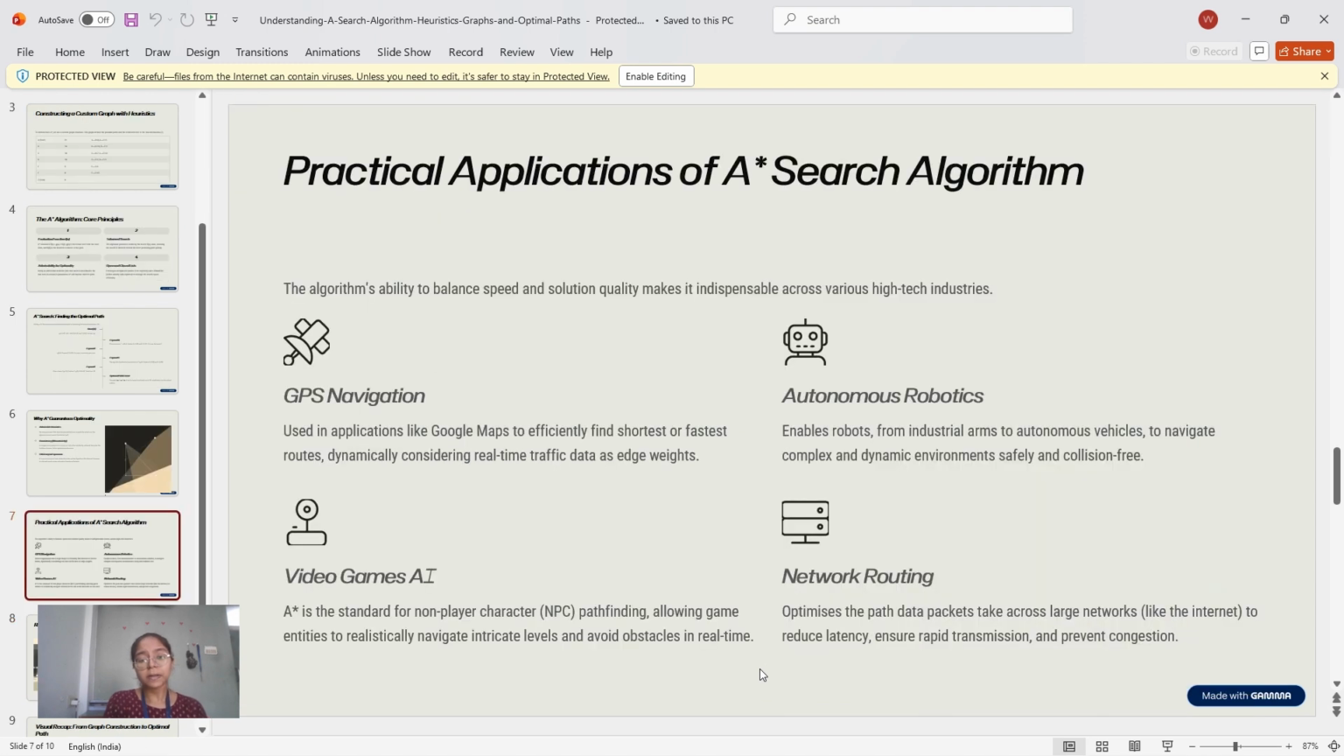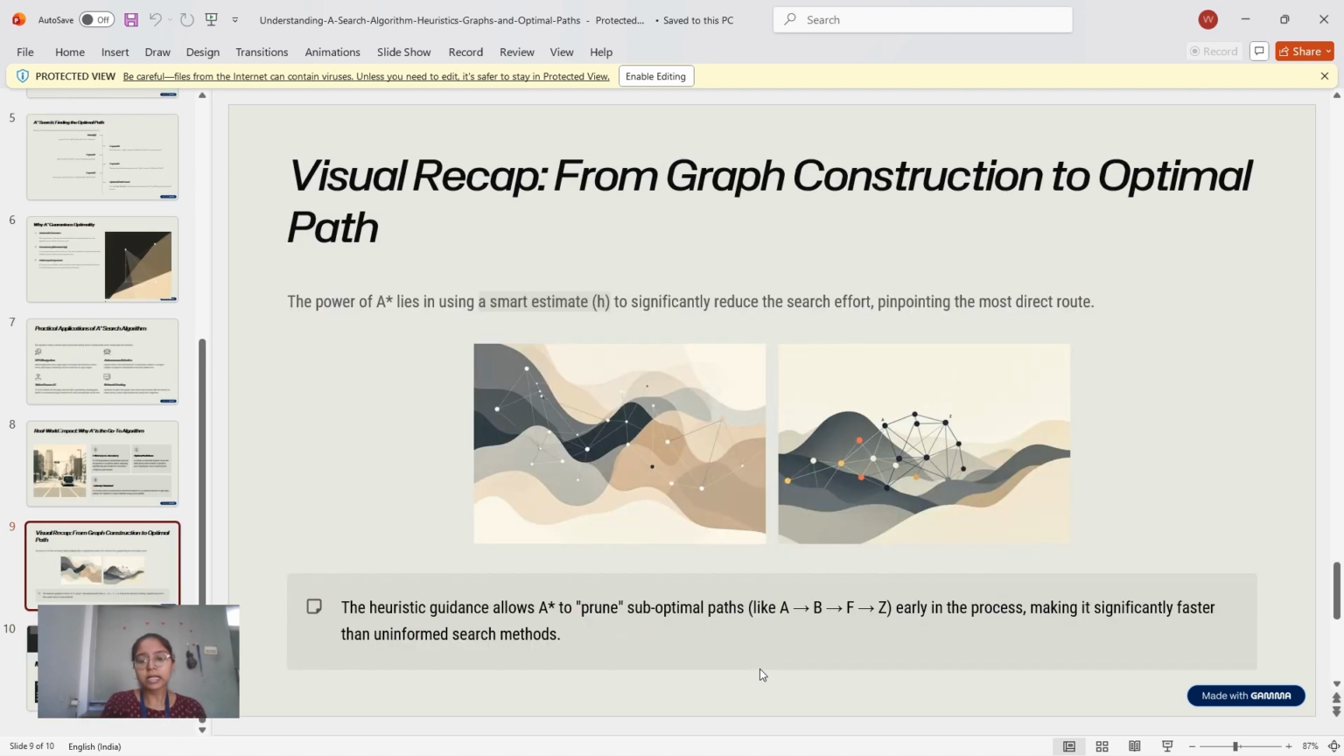Coming to the practical applications of the A-star search algorithm, it is used in many real-world systems such as GPS navigation to find the fastest route, autonomous robots for safe path planning, and video games to help characters move intelligently. Coming to a conclusion, A-star search is the combination of perfect accuracy and estimated cost.